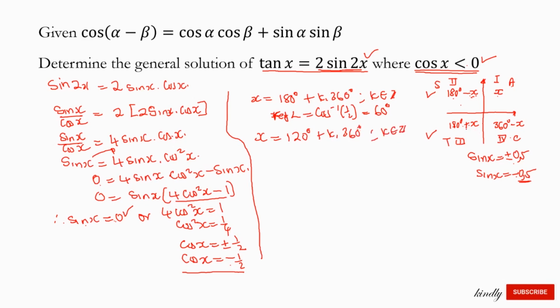And then the other one, quadrant 3, is 180 plus our reference angle. Our reference angle is 60 degrees. This is going to be 240 degrees. So it's going to be this, or this, and then these two. Let me write it first. x is equal to 180 plus 60 degrees, which is 240 degrees, plus k times 360 degrees, where k is an integer. You see that? So these two are coming from this. Then done.